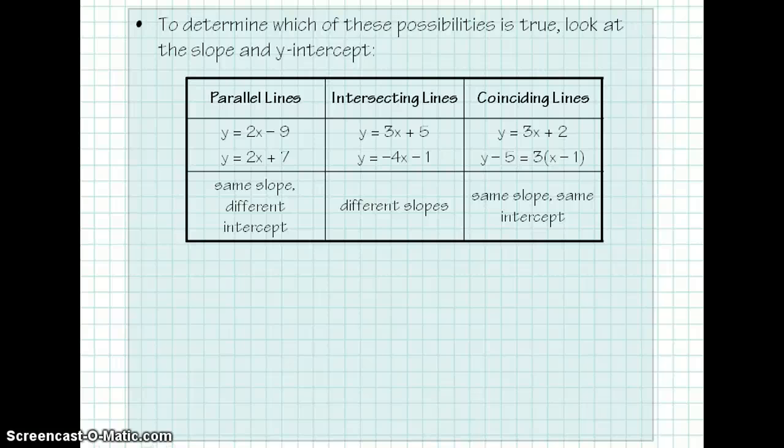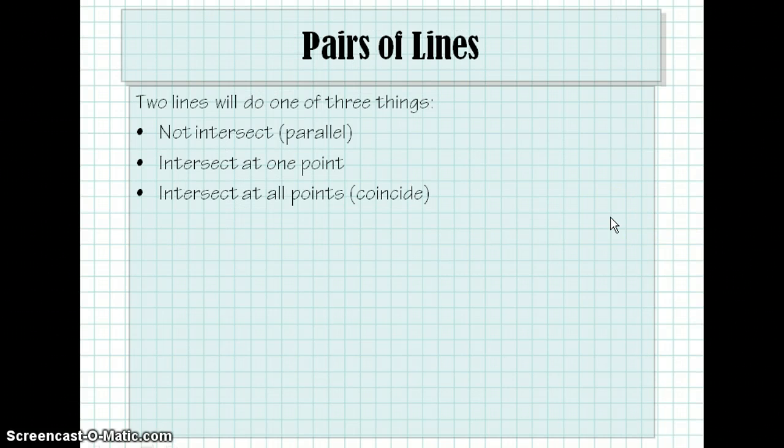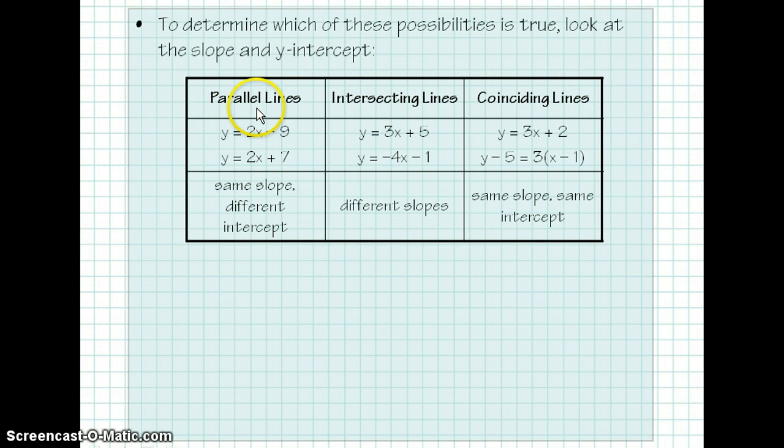The way that you figure out which is which is that you look at the slope and the y-intercept. If two lines are parallel, then they will have the same slope. So both lines have a slope of 2. They have the same slope, but they have a different y-intercept. If they're going to intersect, they have different slopes, and the y-intercept we don't really care about.